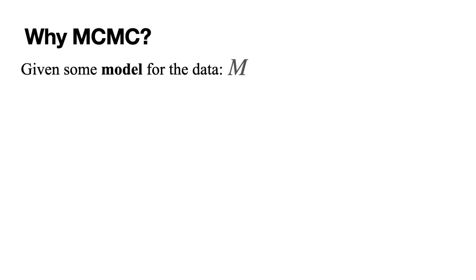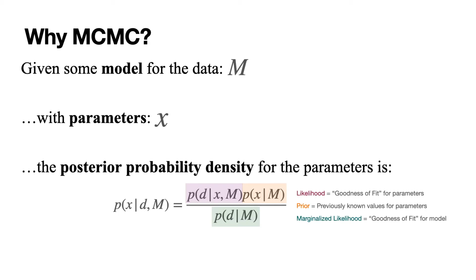The underlying engine of the global fit pipeline I'll describe here is the Markov chain Monte Carlo, or MCMC, algorithm. First, a brief MCMC primer. We start with some predictive model for the data M. This includes our model for the gravitational wave signals, but also our model for the detector response to those signals and the detector noise. The model is described by some large number of parameters x, and using Bayes' theorem, the probability density for those parameters given some data d is shown here as the product of the likelihood and the prior normalized by the marginalized likelihood.